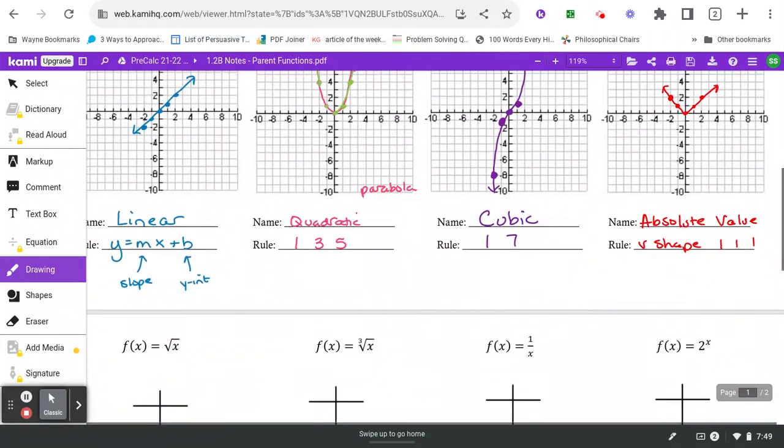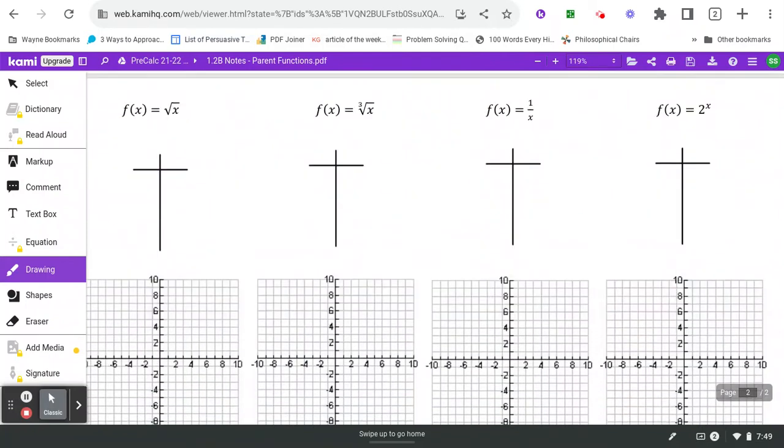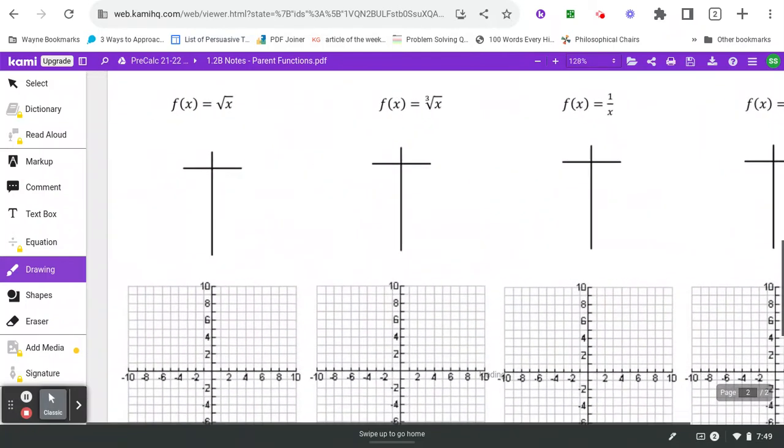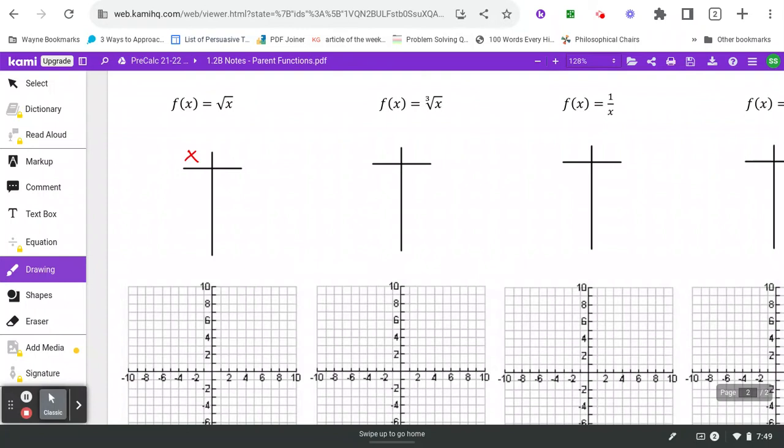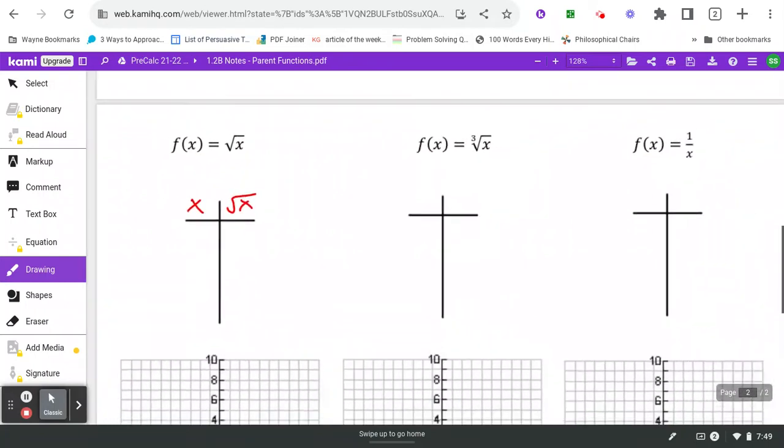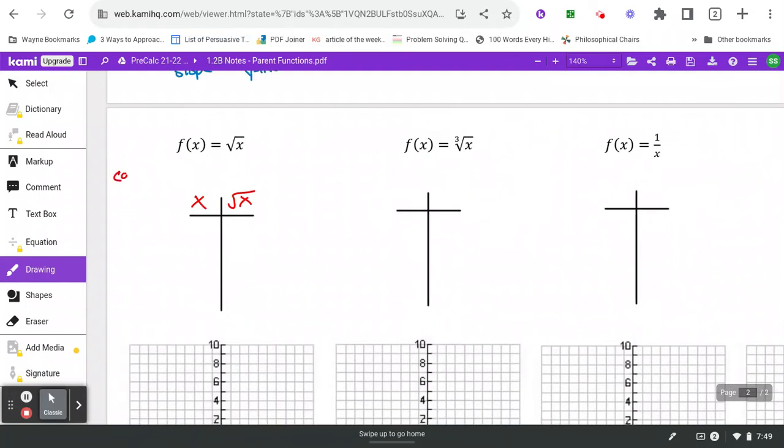All right, let's look at the back side of our notes. We've got 4 more functions. First one is a square root function. So we're going to do x and the square root of x. Now the thing about square roots, you can't take the square root of a negative.